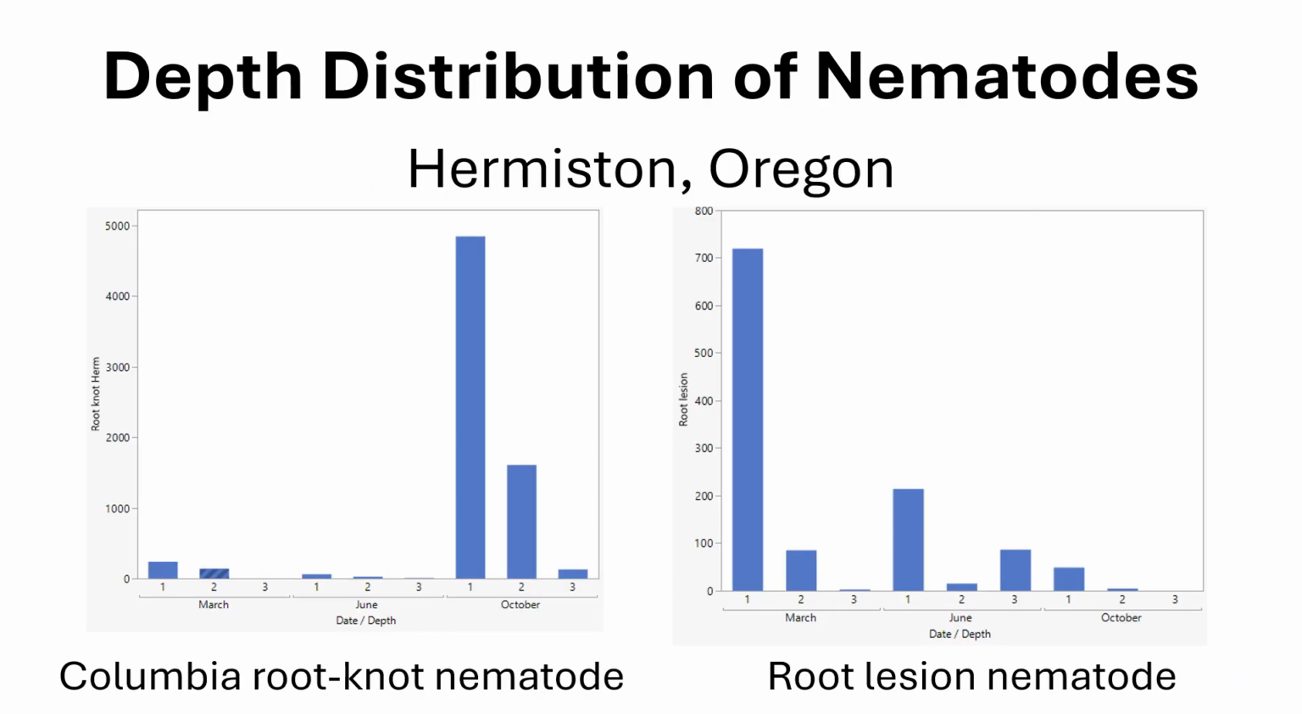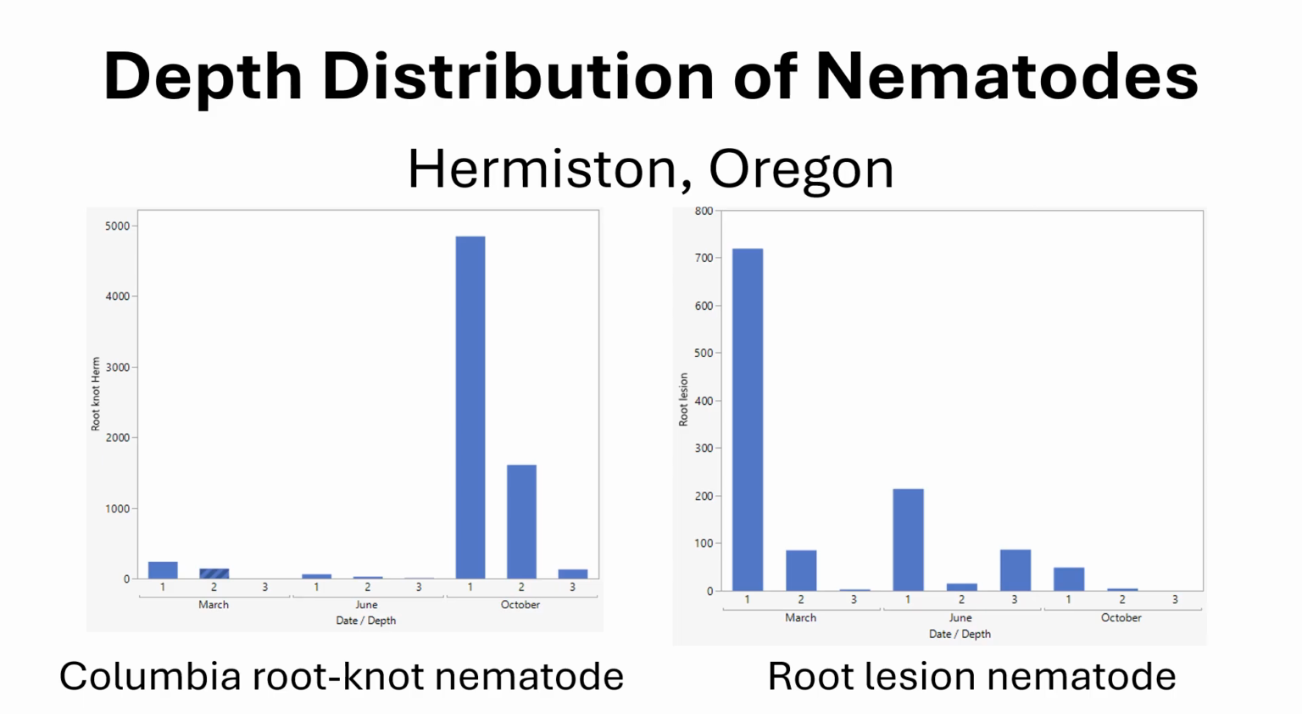Here you can see the depth distribution of nematodes data from Hermiston, Oregon. On the left, we have the Columbia root knot nematode sampled in spring, summer, and fall. The highest number of the Columbia root knot nematode was during the fall, which was after harvest and after the growing season, which is when these nematodes reproduce. They are primarily present at 1 and 2 feet, with a little bit of presence at 3 feet, which is more than in the spring and summer, meaning they may be moving further down, or that's just how the population is distributing itself.